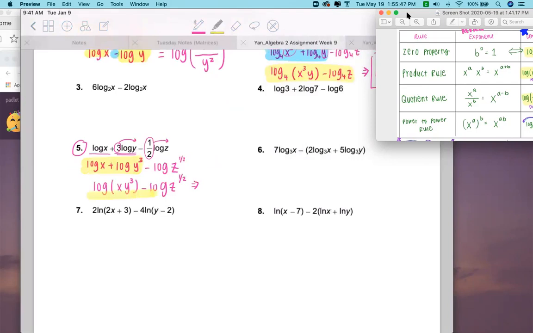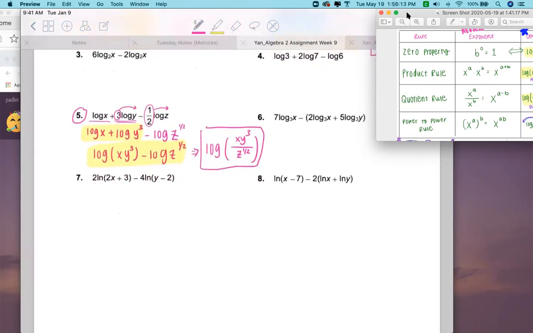Okay, now we're going to combine these 2 logs together. And look at the middle. We have a minus sign. So it'll be log with the division. Okay, so x y third over z to the 1/2. That's your answer.